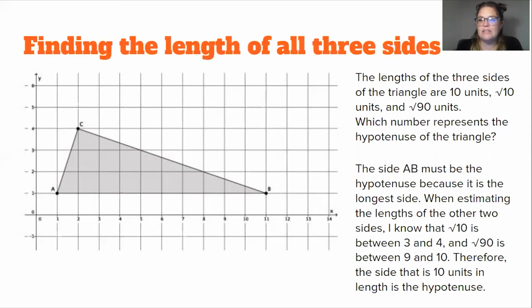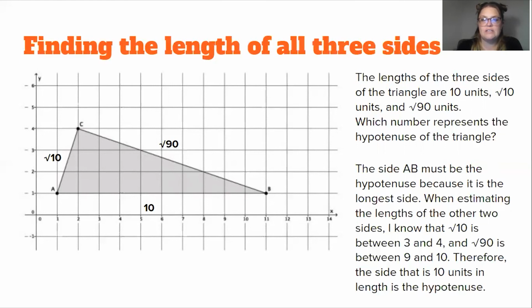When estimating the lengths of the other 2 sides, I know that the square root of 10 is between 3 and 4, and the square root of 90 is between 9 and 10. Therefore, the side that is 10 units in length must be the hypotenuse because it is the longest. So we can see those values filled in here where they would belong on our triangle. And now we can use the Pythagorean theorem to determine if this is a right angle triangle.